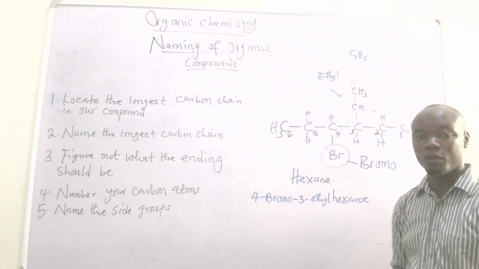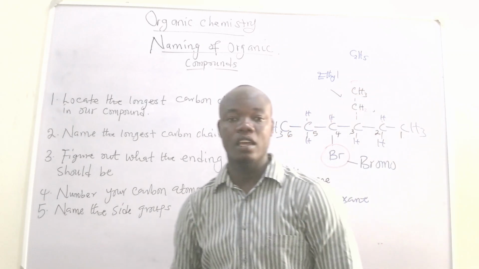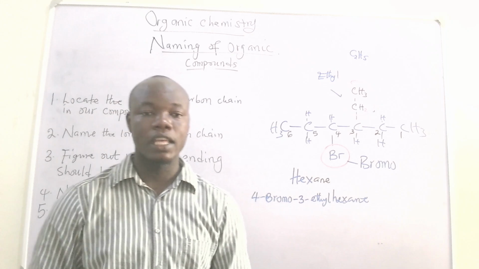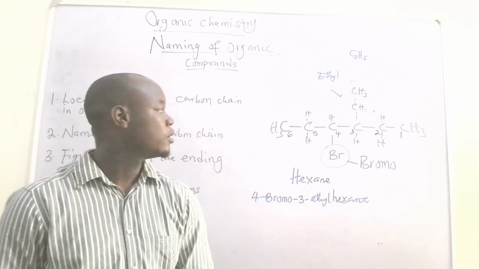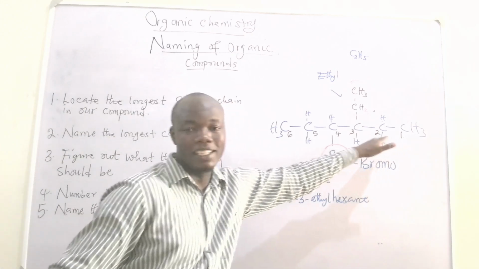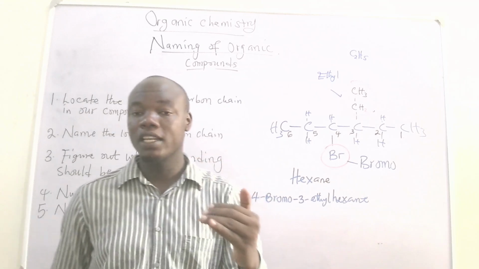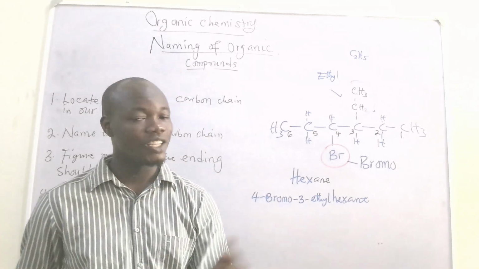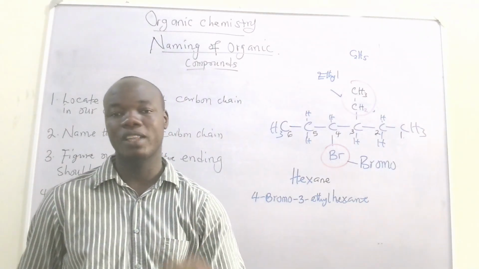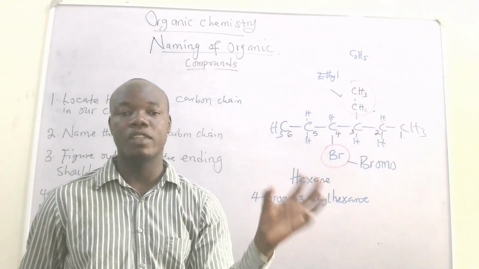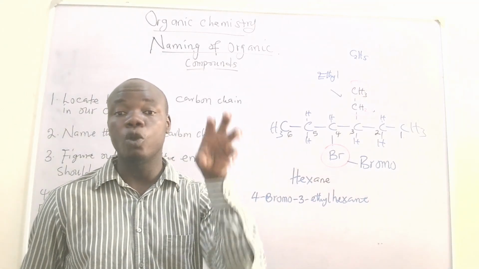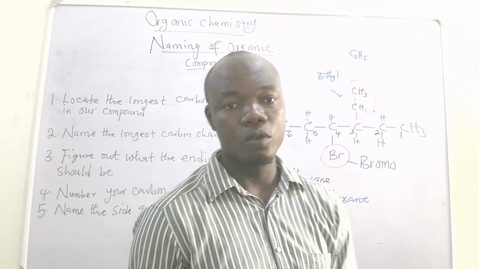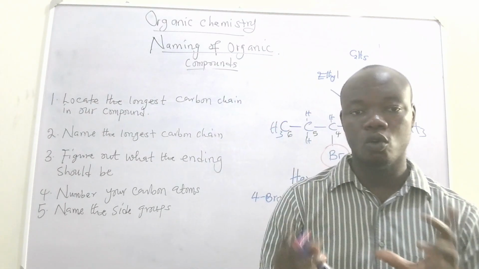So that is the name of this compound: 4-bromo-3-ethylhexane. That is when we number it in this direction. But when naming an organic compound, it is also important to count from both sides, to see in which direction you have the lowest number.